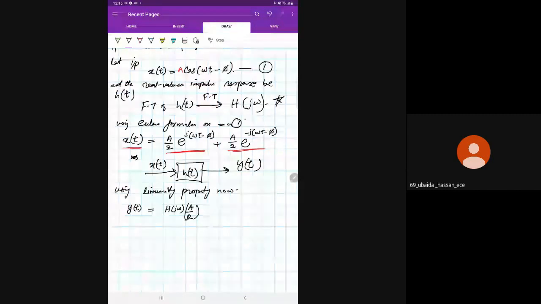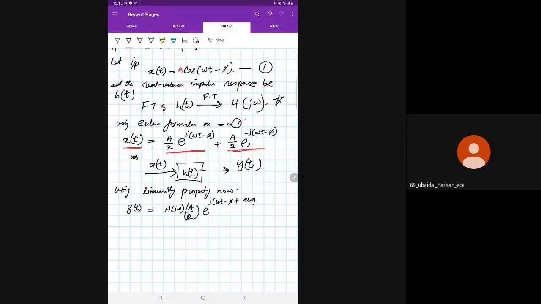A by 2 is the amplitude, then e raised to the power plus j (omega t minus phi), plus the angle, which will be changed by H of j omega. Plus argument of H of j omega. So that will be the first term.